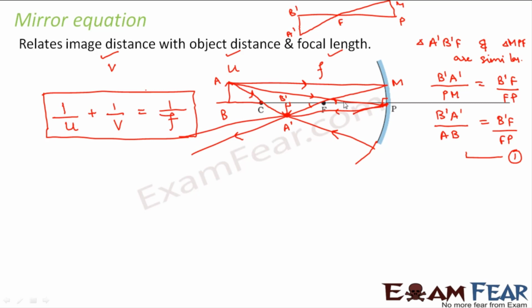Now looking at this diagram, we can say that this angle and this angle will remain the same. Here I have not drawn it very nicely. I mean the oblique angle with the pole will be equal to the angle with which it is getting reflected. That means if this angle is angle 1 and this angle is angle 2, then angle 1 is equal to angle 2. So we can say that triangle ABP will be similar to triangle A'B'P.